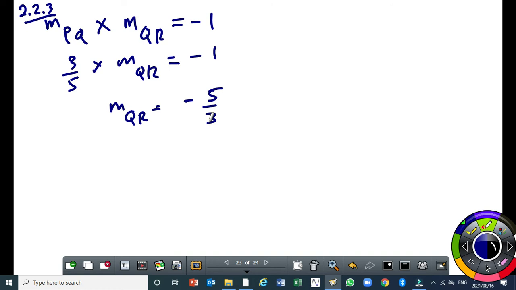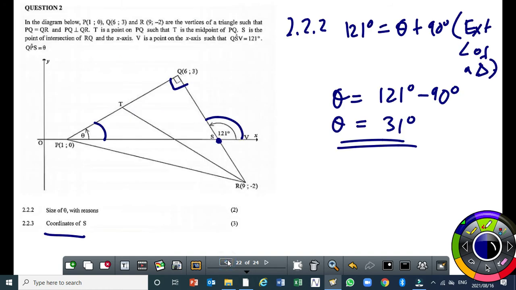So why do we do this? Because I want to find the equation for QR. You can't find the equation for QR without knowing its gradient. So why use PQ to find QR? Because the two lines are perpendicular. But can't we just find QR by itself? It's the same thing. If you are writing a test in analytical geometry, some learners will calculate the gradient of QR. Some will see that it's not necessary and use the gradient of PQ. Either way, you get the same answer.